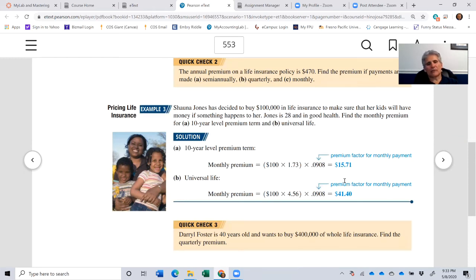And then her monthly universal life would be 100 times 4.56. Go to the table and you'll find that under the age of 23, you'll find the 4.56 factor. Multiplied by 100 gives you this, the product of that multiplied by 0.098, which comes from the same page above. And so her monthly premium is going to be $41.40.